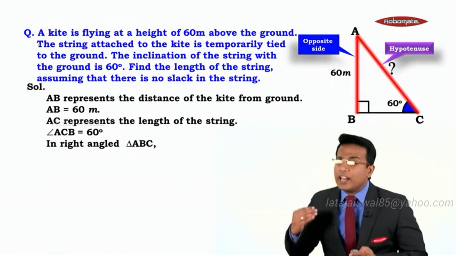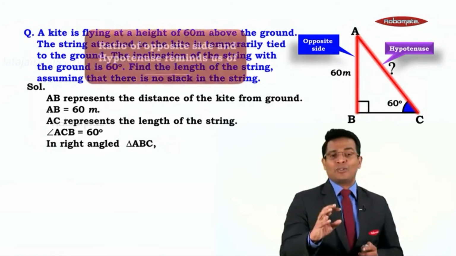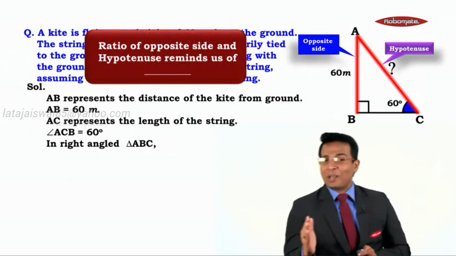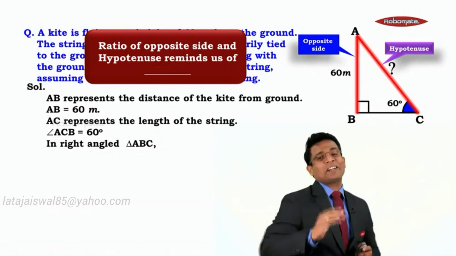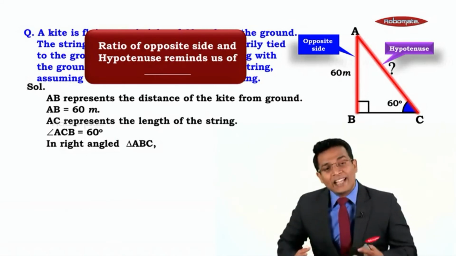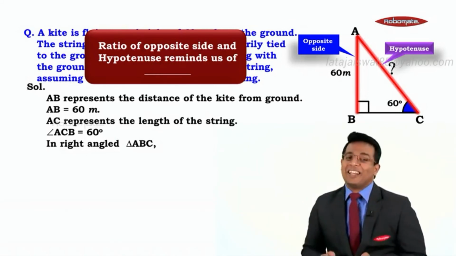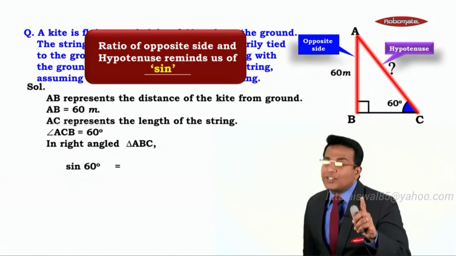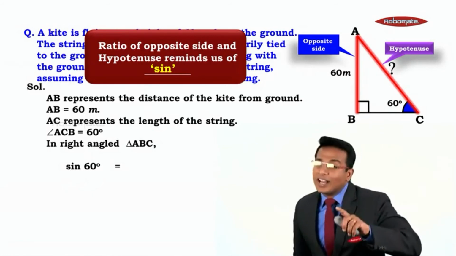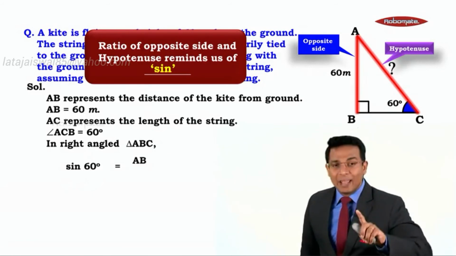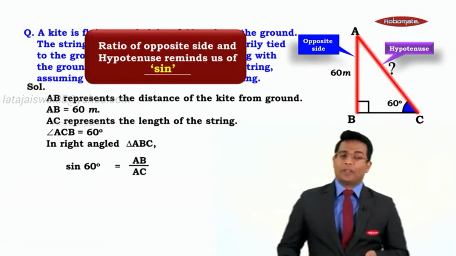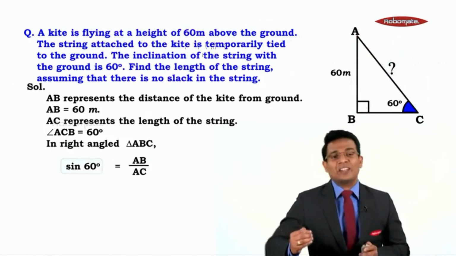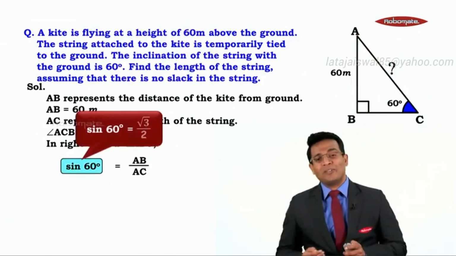So we are talking about a ratio involving the opposite side and the hypotenuse. Students, what is the ratio which comes to your mind when we talk about opposite side and hypotenuse? Yes, it is the sine ratio. So we're going to apply sine to this angle, 60 degrees. In this right angle triangle ABC, sine of 60 degrees is equal to opposite side upon hypotenuse, that is AB upon AC.